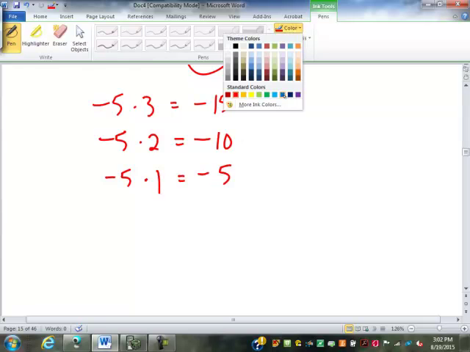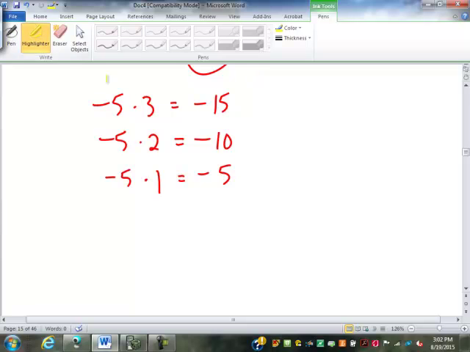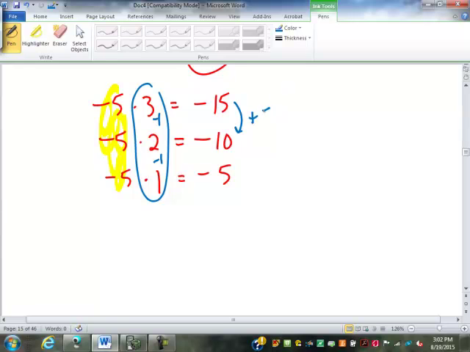So now we try to find the pattern. When we start with negative 5, if we decrease the number we're multiplying by 1, from 3 to 2 we were decreasing by 1, from 2 to 1 we're decreasing by 1. What happens to our result? Not decreases, but increases by 5, from negative 15 up to negative 10. From negative 10 up to negative 5.